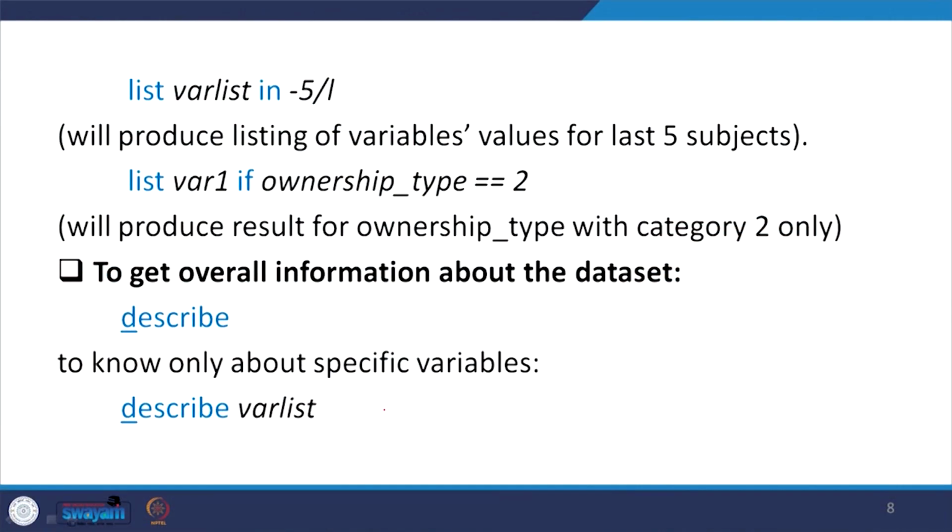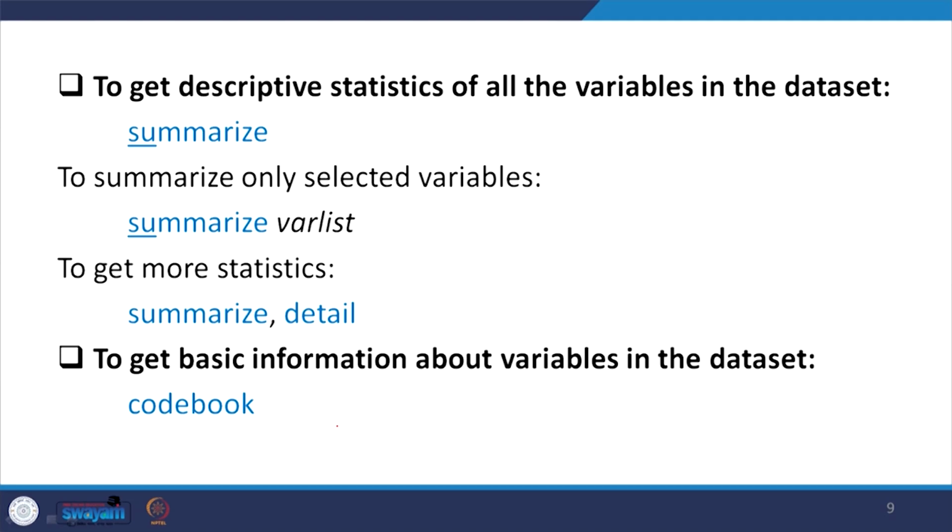Or in string form, that information can be derived through the describe command. If you give describe, or DES, or only D, that gives you the information. To know only about specific variables, you enter the variable list. Every time I say variable list wherever required, you just enter it accordingly.